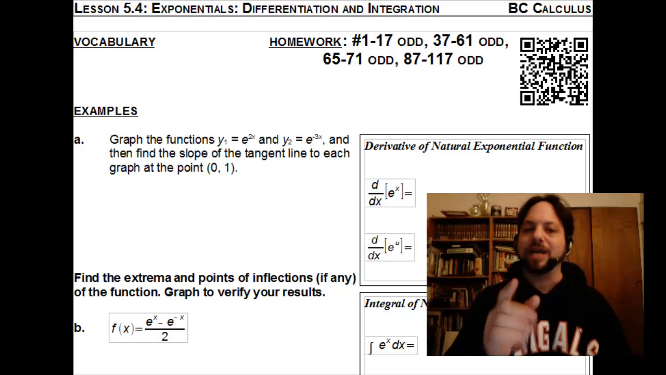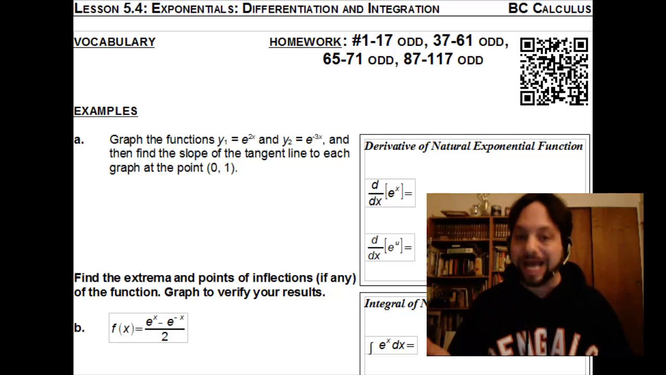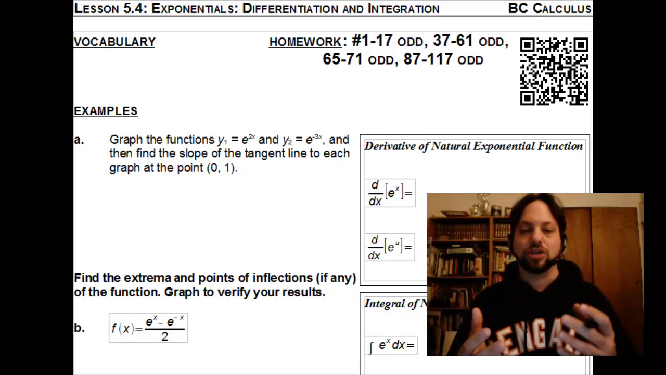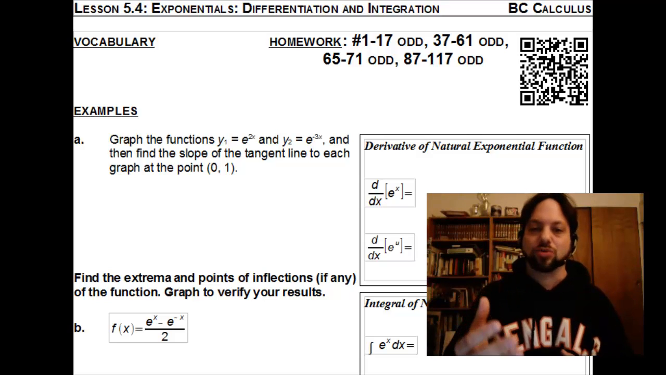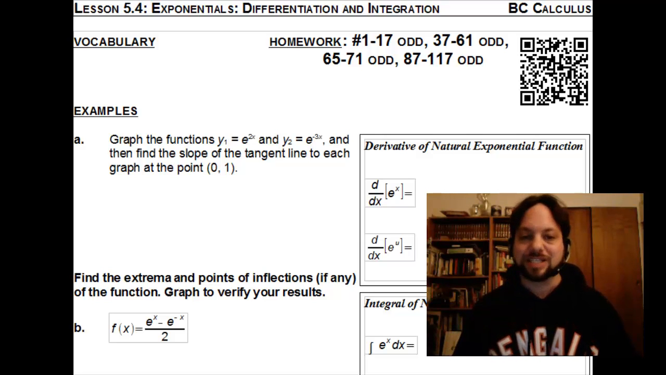If you weren't aware of that, take a look back at lesson 5.3 and use the information that we garnered from that lesson to look at the relationship between e and the natural log, and hopefully you can convince yourself that they are in fact inverses. So what we're going to do in this lesson is take a look at e.